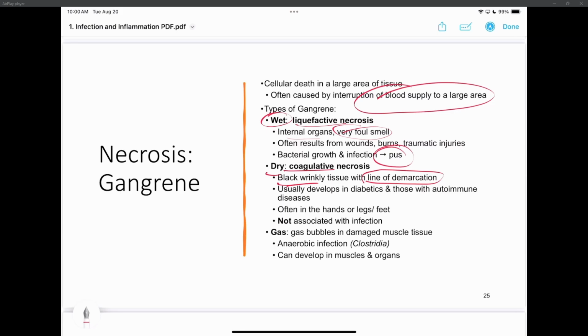Dry gangrene is usually going to happen more in diabetics and autoimmune disorders, often in the hands, legs, or feet. It is not associated with an infection. Very important: dry gangrene is not infectious. It's usually due to clots in the area, poor circulation, stuff like that. The last one you can have for gangrene is gas gangrene.